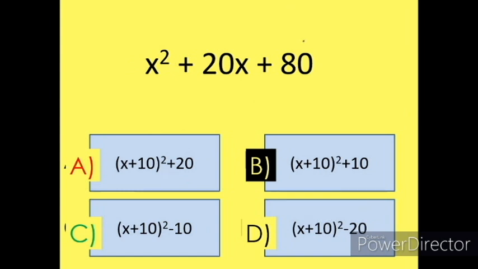Now, pause the video, see if you can work it out. I'm going to put 10 here because I know 10 is half of 20. So it's going to be (x + 10) squared. Now we're minus 100, and I'm minusing 100 because it's this number squared. And plus 80, because we've got 80 here. Minus 100 plus 80 is minus 20. So it's going to be D.